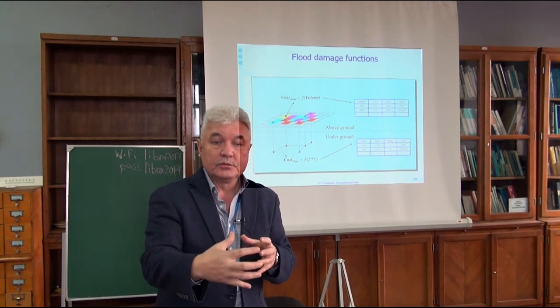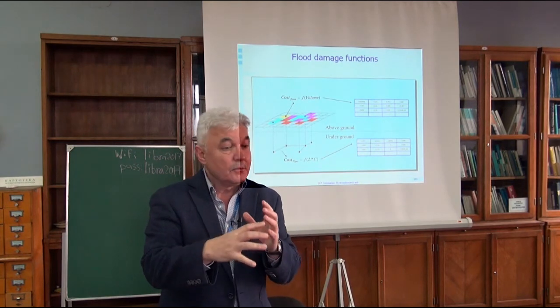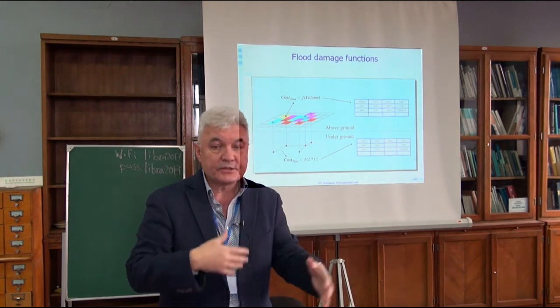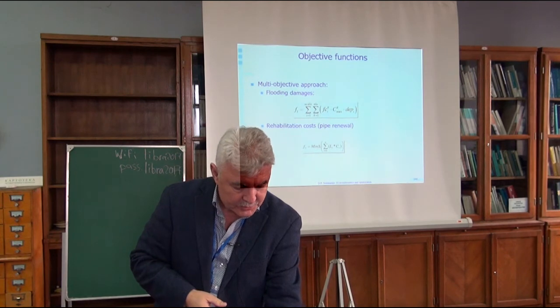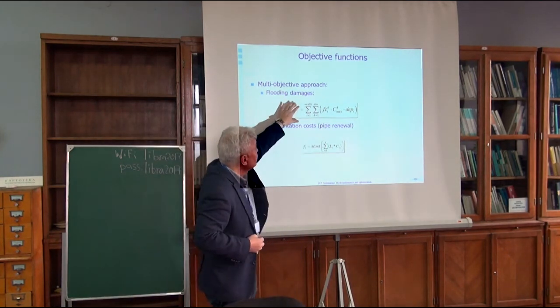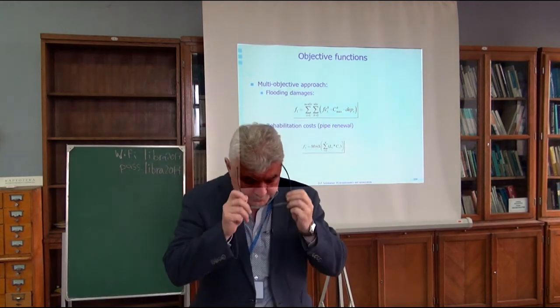Which diameters to put? Big pipes are expensive. Why don't we put small pipes? It's cheaper, but not much conveyance, so maybe we still have floods. So this objective function we could choose. Again, model-based. So these are objective functions: rehabilitation costs, pipe renewal, and flooding damages, which can be calculated if you know how to do it.